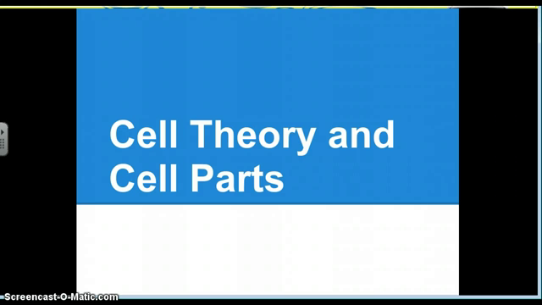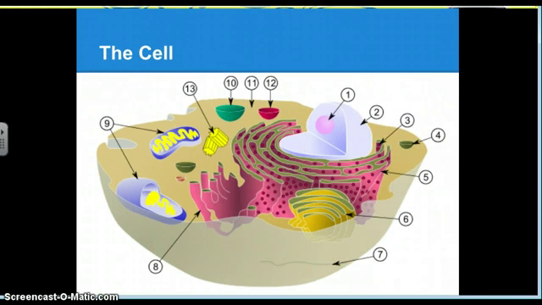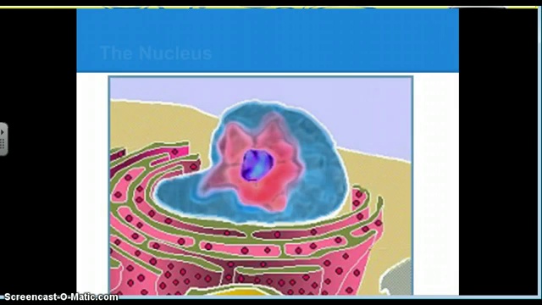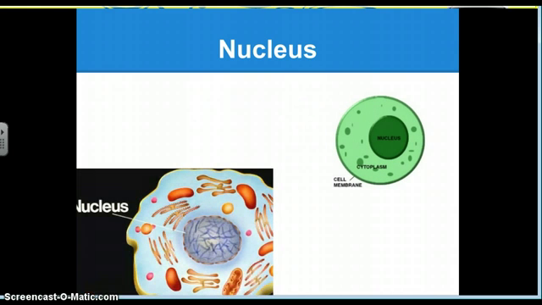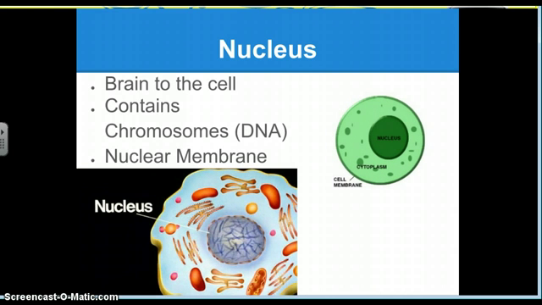So today we are talking about the cell theory and the cell parts. First off, we're going to start with cell parts. As you can see, this is a cell. The first part of the cell that we are going to be talking about is the nucleus. So here is the nucleus, close up. And the nucleus is basically like the brain to the cell.